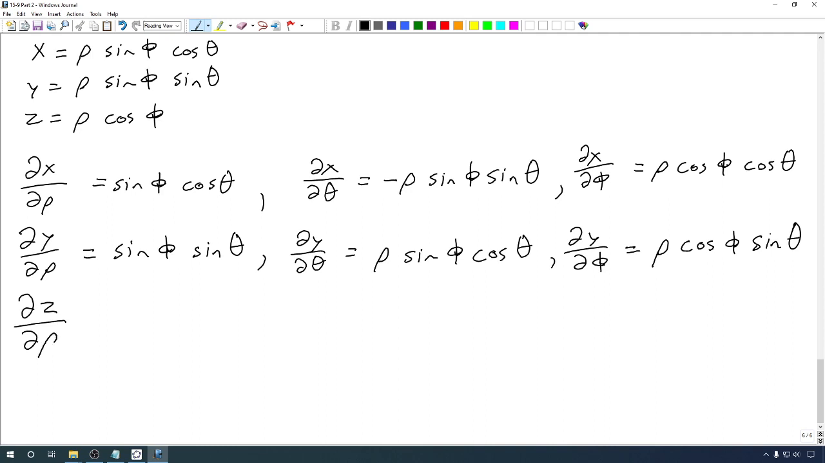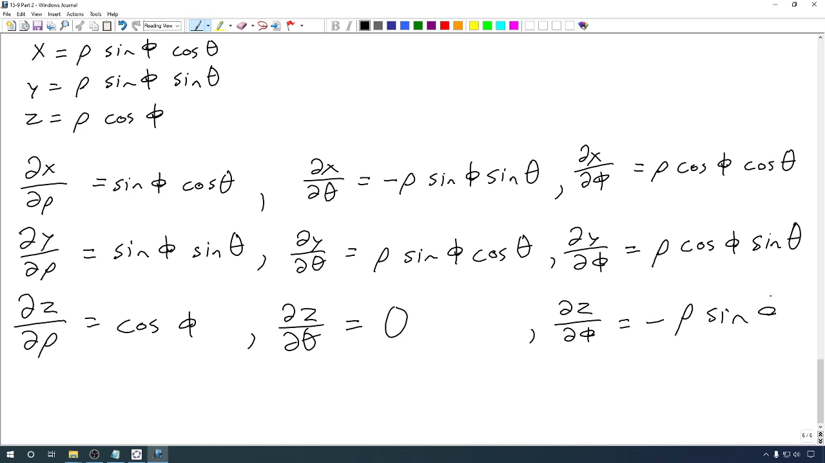Z is actually a little nicer because it doesn't even have any thetas. The derivative with respect to rho is just going to be that cosine of phi. The derivative with respect to theta, since there are no thetas, is actually just 0. So actually really nice there. And with respect to phi, now the cosine turns into a negative sine, so we have a negative rho sine phi. If we take all this stuff and put it into a matrix, then we get our Jacobian.